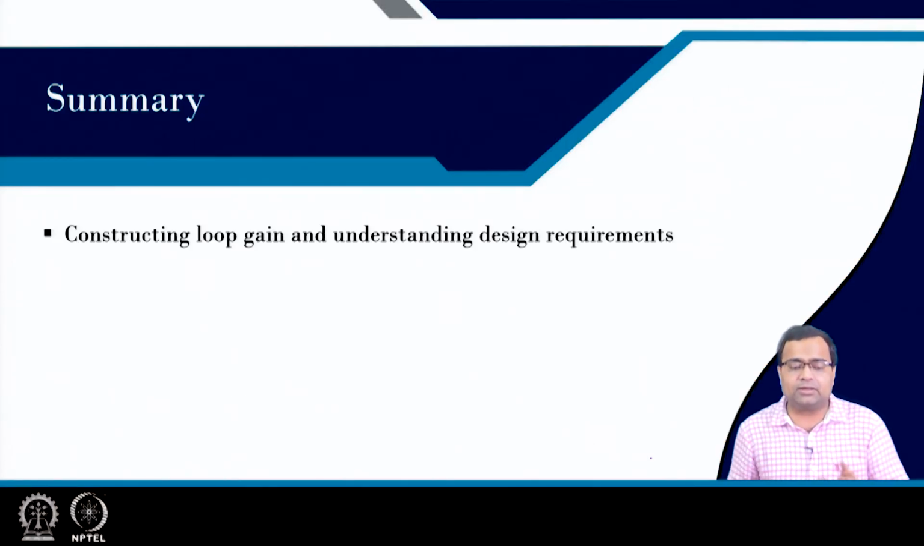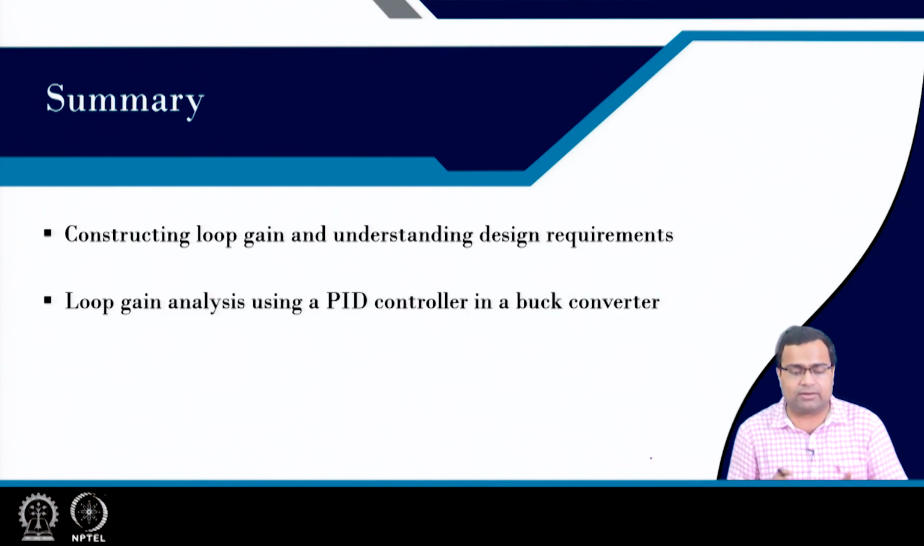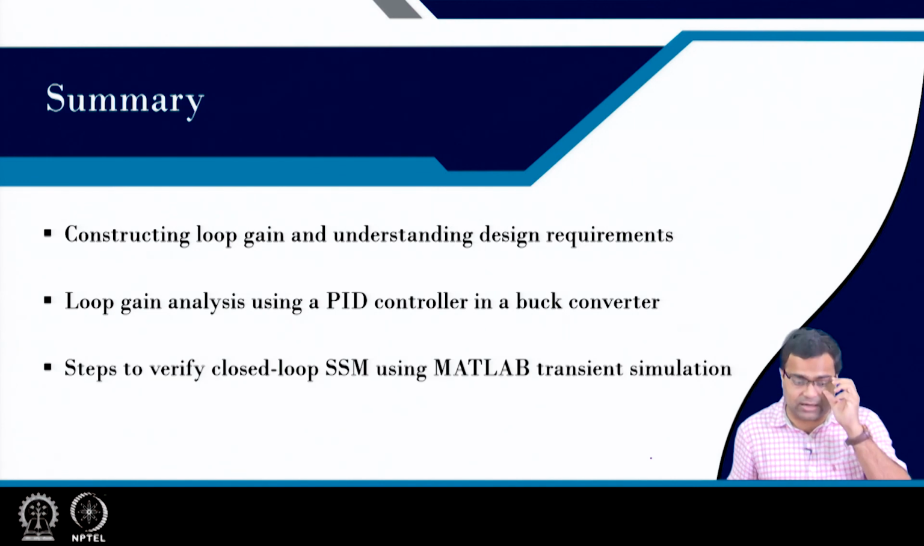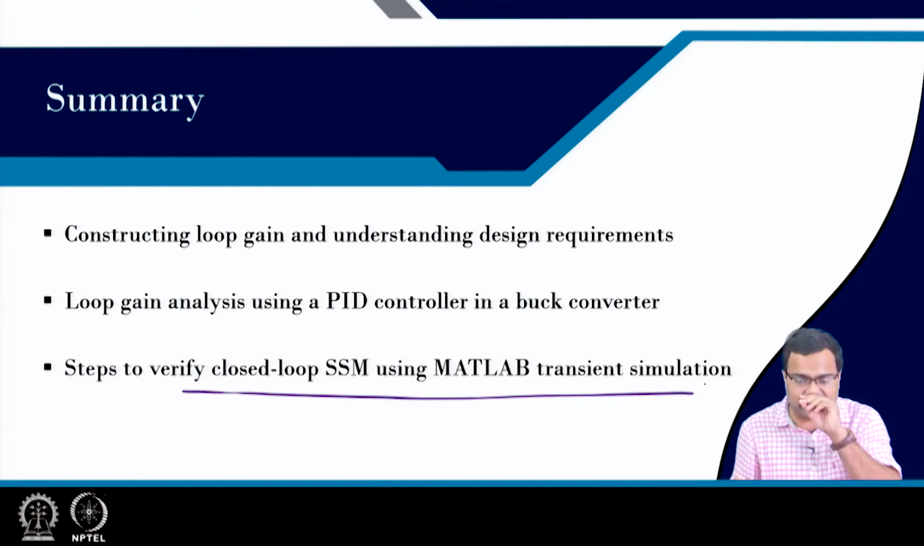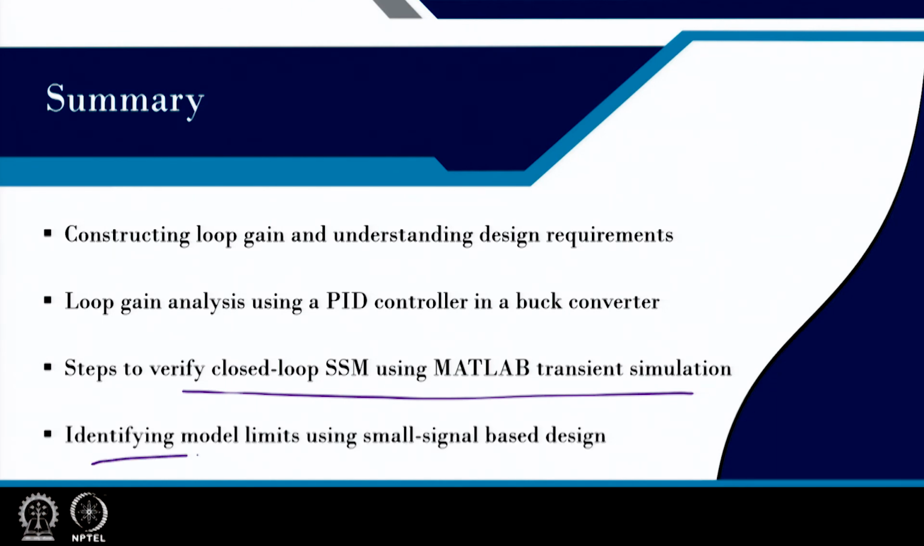So, in summary, we have constructed the loop gain, we understood the design requirement, we have analyzed a PID controller design in a buck converter, then we have discussed steps to verify the closed loop small signal model using MATLAB transient simulation, and we identified the model limit based on small signal design. And in the next lecture, we will talk about type 3 compensator, where we can go even higher up to 1/10 of the switching frequency with reasonably good matching.